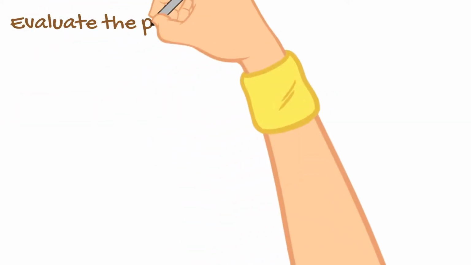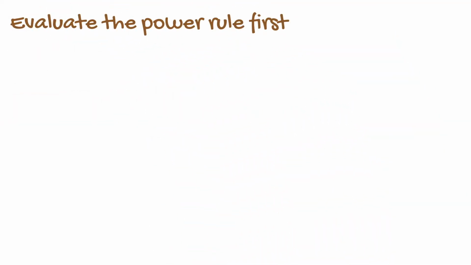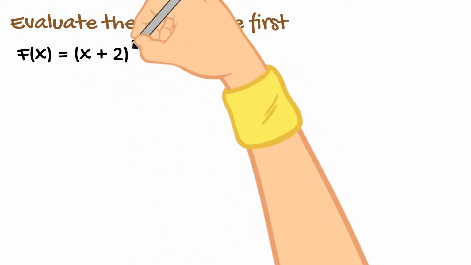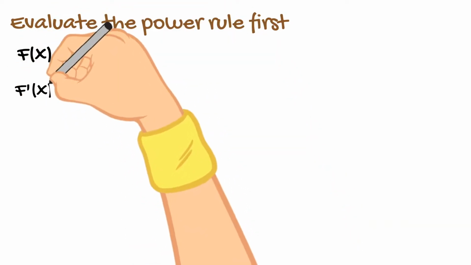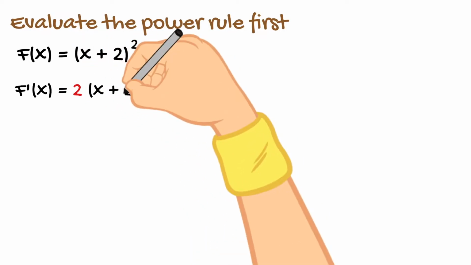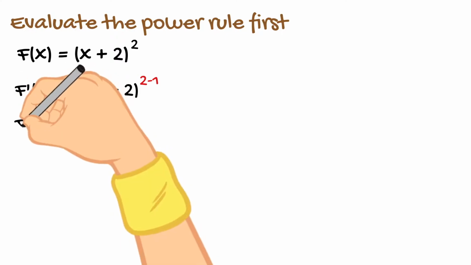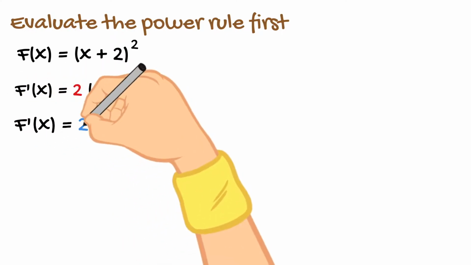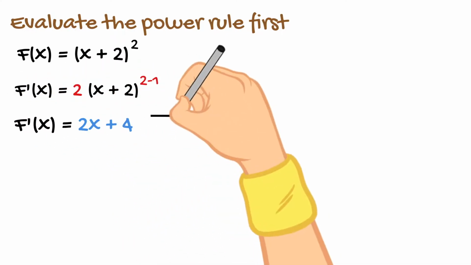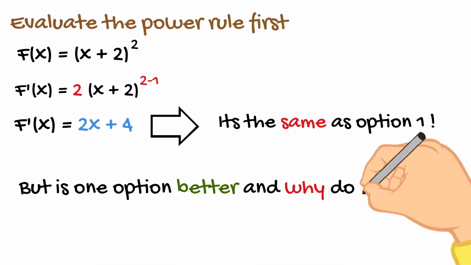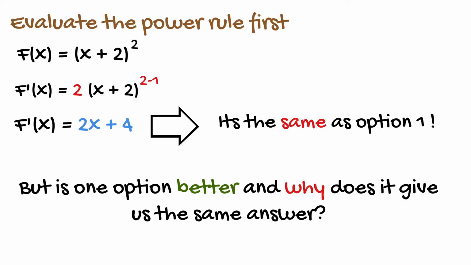Now doing option 2, let's try and evaluate the power rule without expanding our function. Using the power rule first, we get that the derivative function is equal to 2 times (x plus 2) to the power of 2 minus 1. And after expanding this function, we get that f prime of x is equal to 2x plus 4. So now you can see that both methods work, but why do they work, and is any one better?